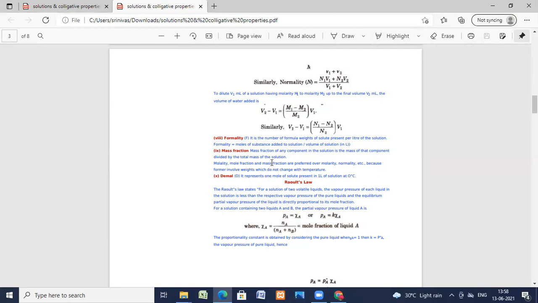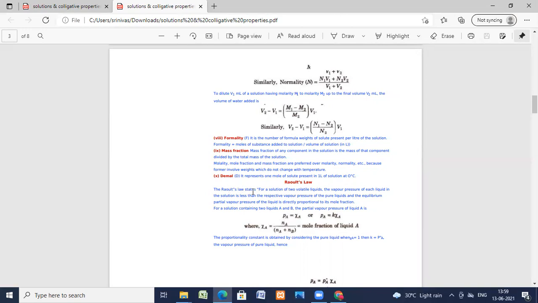Now, what is D? It represents 1 mole of solute present in 1 liter of solution at 0 degrees, called DML. So these are the basic terms that are to be known for practical chemistry as well as for your theory part. Now we'll see what is Raoult's law.